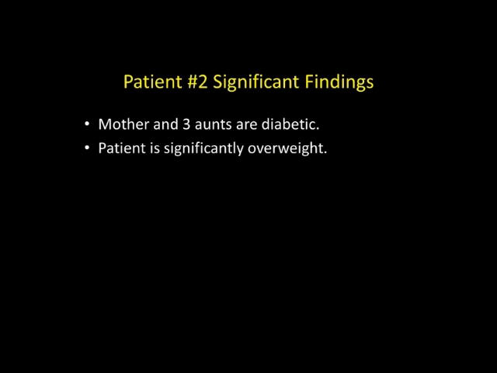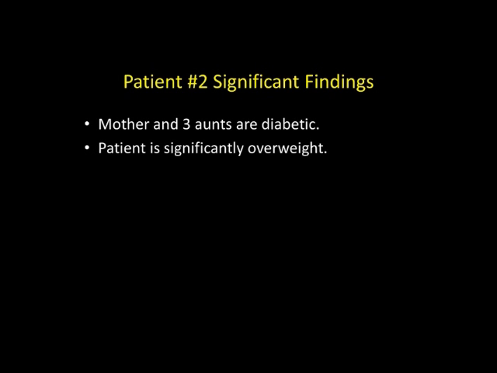On patient number 1, we mentioned that the first 3 factors, age, smoking, and diabetes, could be scored from the health questionnaire. Now let's take a little different twist on that and talk about patient 2 and the significant findings that we found on the health questionnaire. First of all, the patient indicated that the mother and 3 aunts are diabetic. Does that raise a red flag? Yes. Secondly, the patient is significantly overweight.